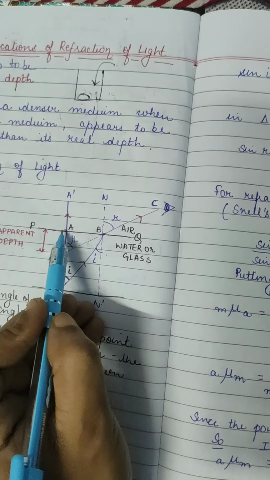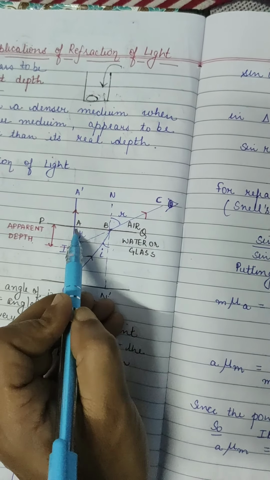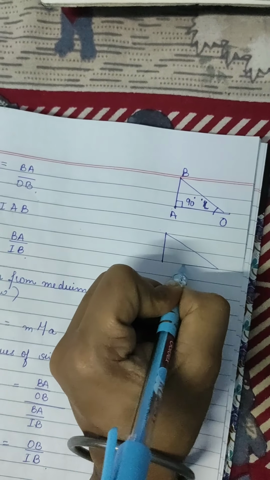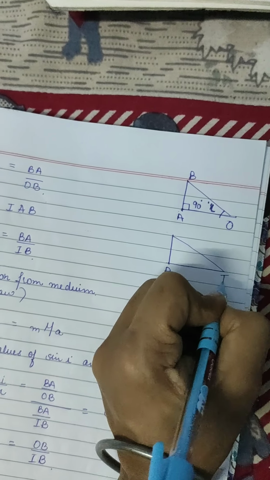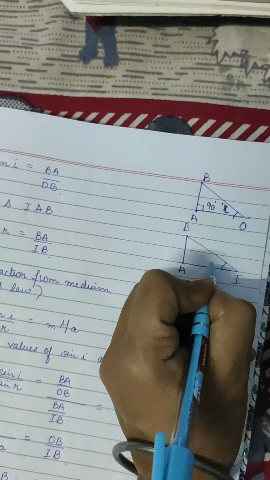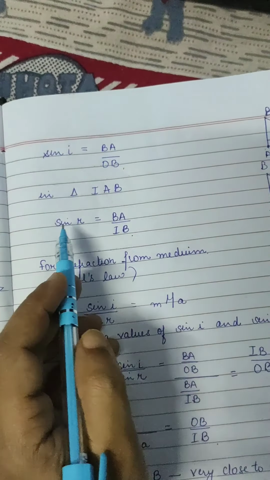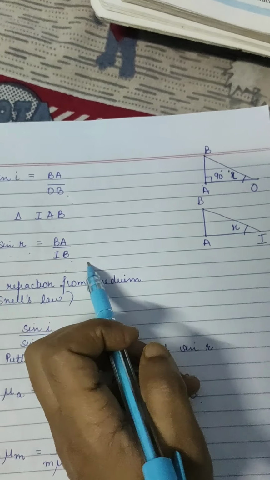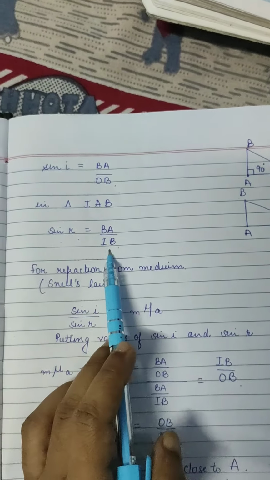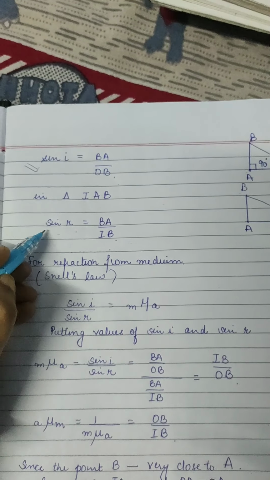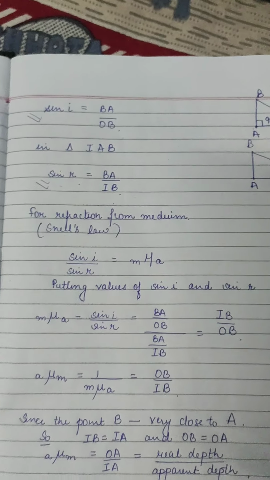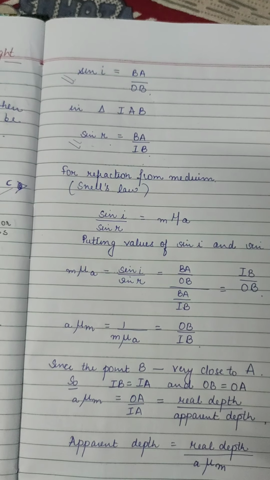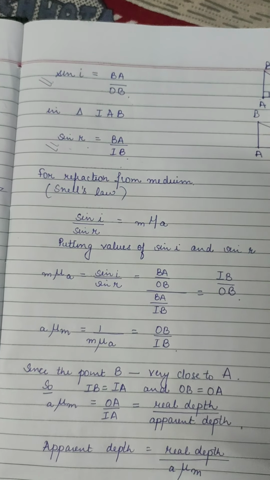Now we are talking about this triangle AIB. AIB, this is what? Equal to angle R. So here we are having sin R is what? Perpendicular upon hypotenuse, that is BA upon IB. Now you are having the value of sin I, you are having the value of sin R. Can we use the Snell's formula of refraction? What is the Snell's formula? That is sin I upon sin R is equal to constant is equal to refractive index.